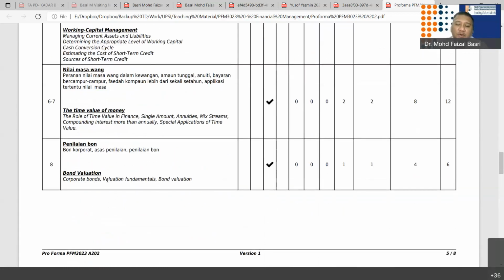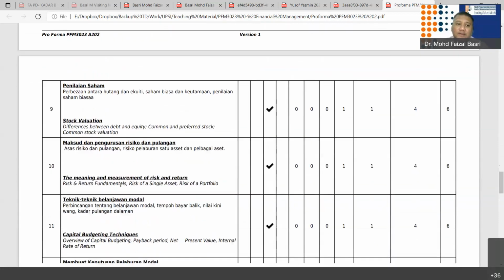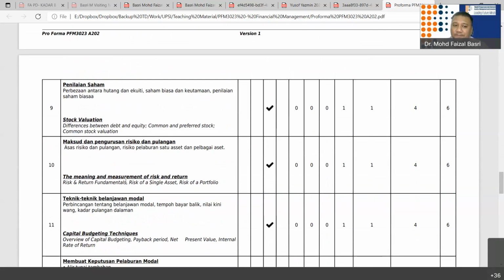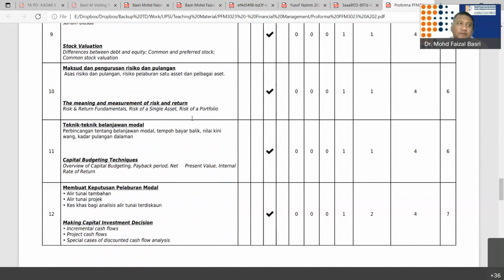Okay, and then we have bond valuation, stock valuation. Then we're gonna have risk and return. Okay, all of this involves calculation, by the way. And some of you before, the other groups asked whether we need financial calculators or not. No, for this course, you don't necessarily need financial calculators. The normal calculators will do. Okay, don't worry, you can use the normal calculators.